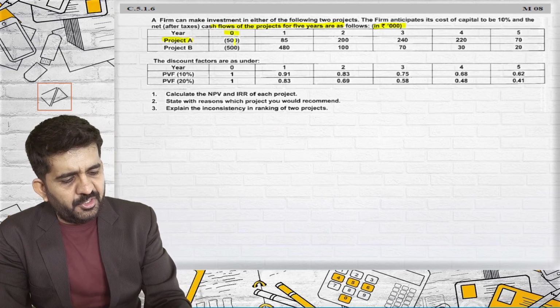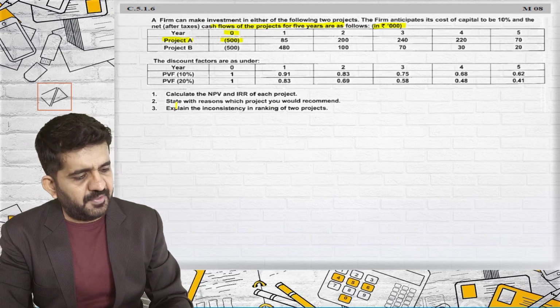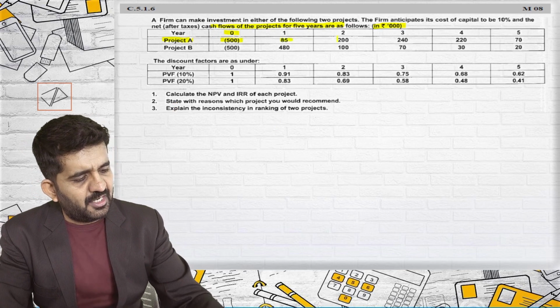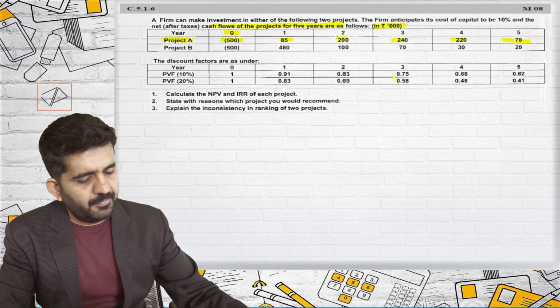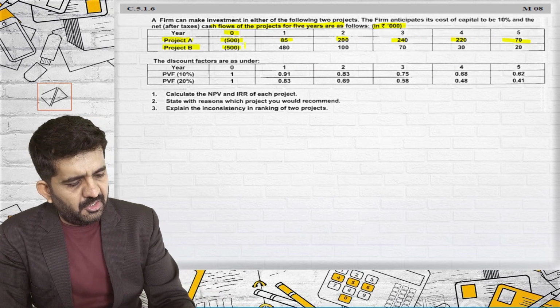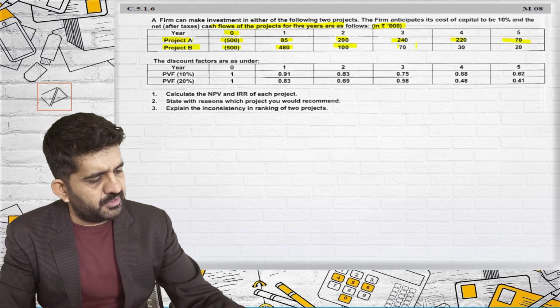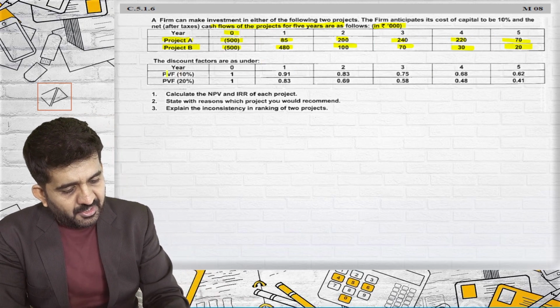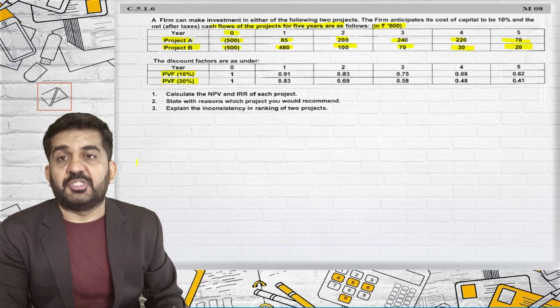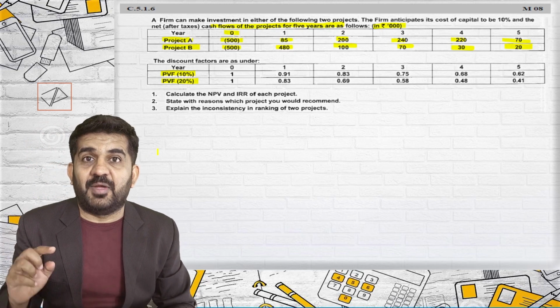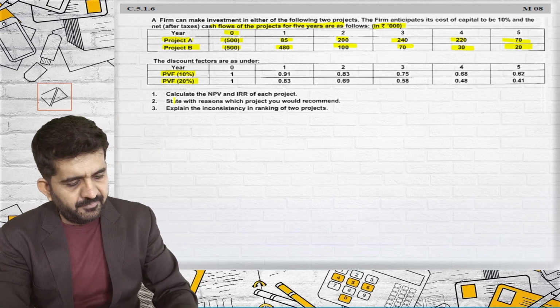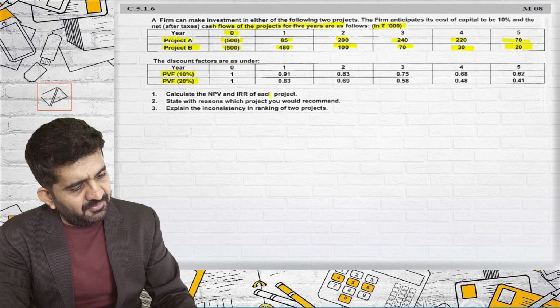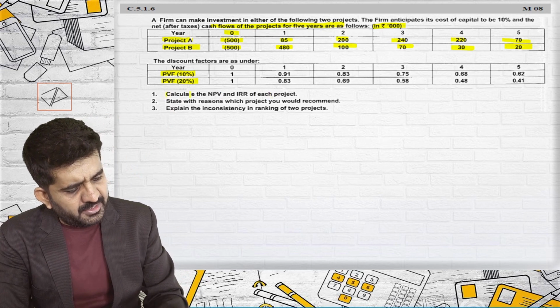Project A, year 0 is cash outflow, minus 500 is cash outflow. Then there are cash inflows. And project B, again, cash outflows and cash inflows. The discount factors are 10% and 20%. So they have given two types of factor, one 10% and 20%. Calculate NPV and IRR of the project.